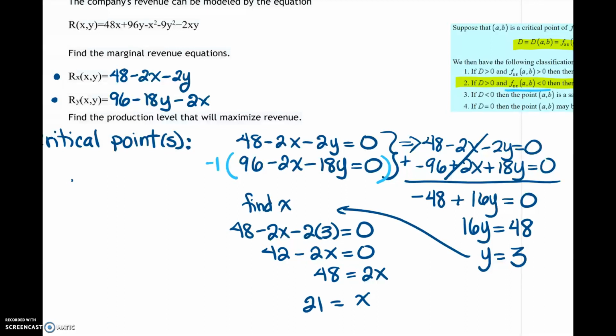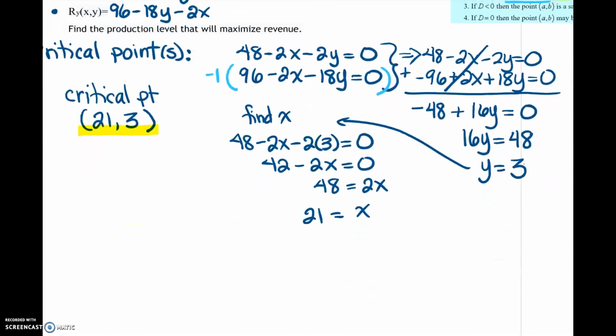Okay, so I have a critical point, and this critical point is the ordered pair (21, 3). It's this critical point that I'm going to work on and try to figure out: is this critical point a max or a min, or possibly neither? Hopefully that won't happen. So I'm going to use the D-test.